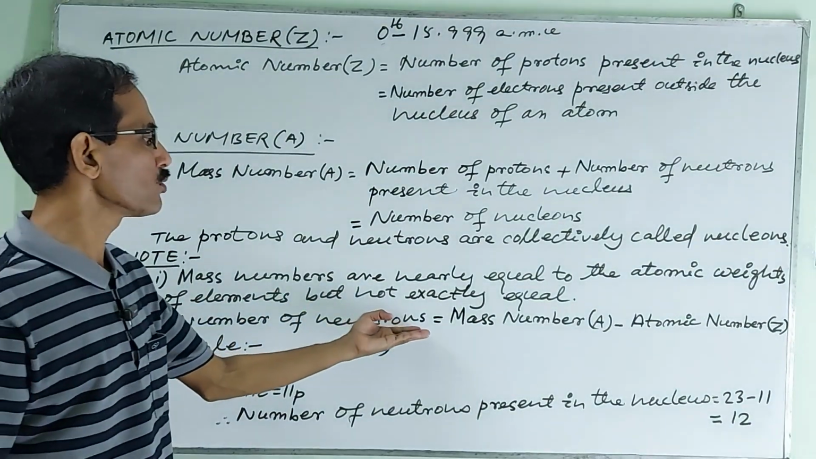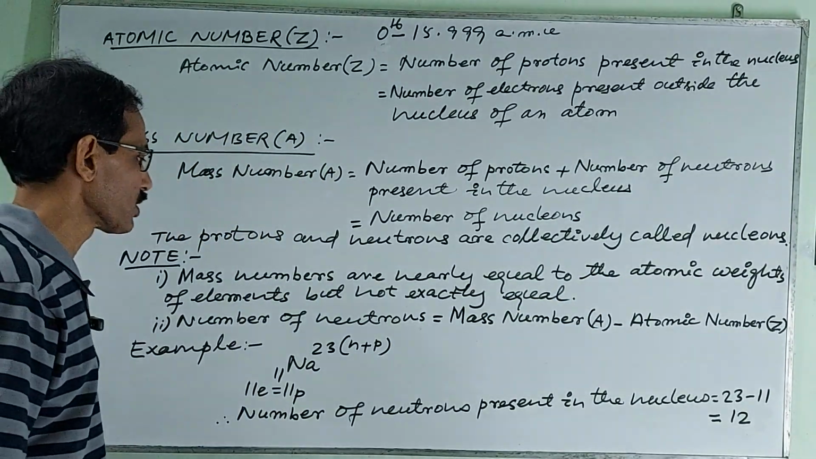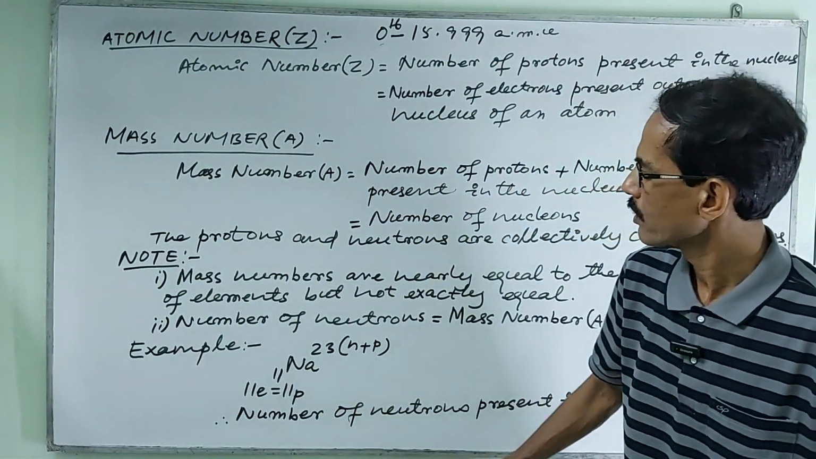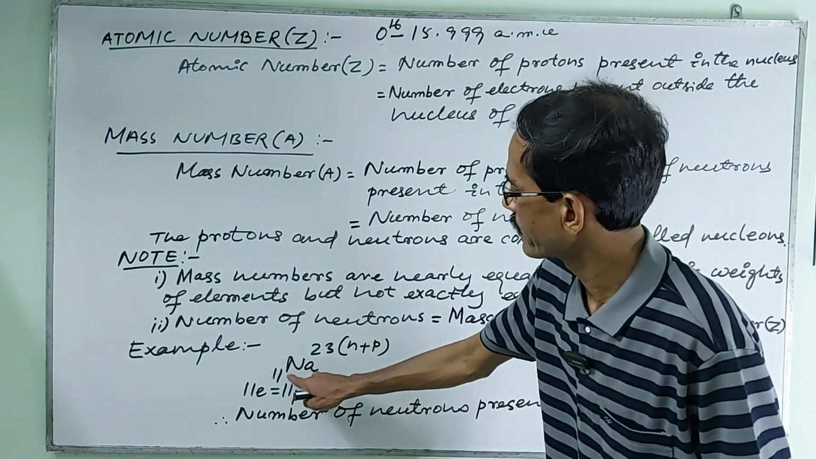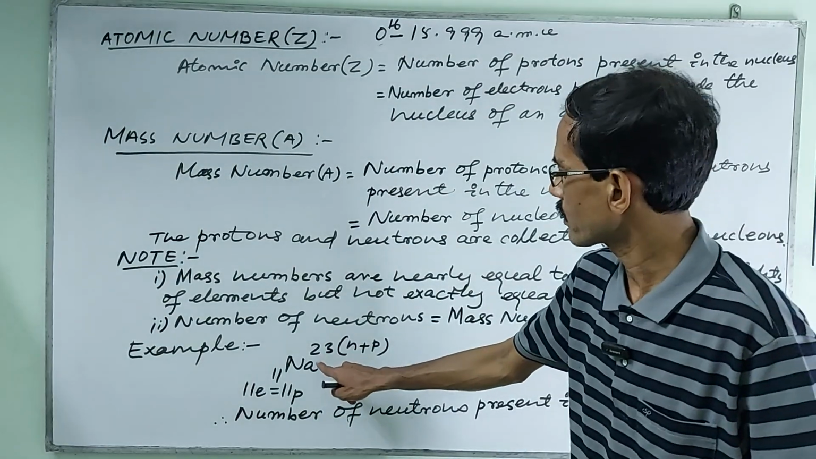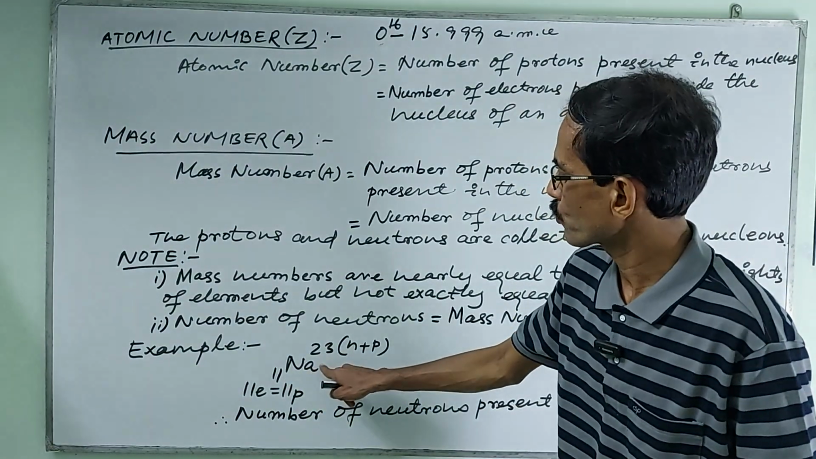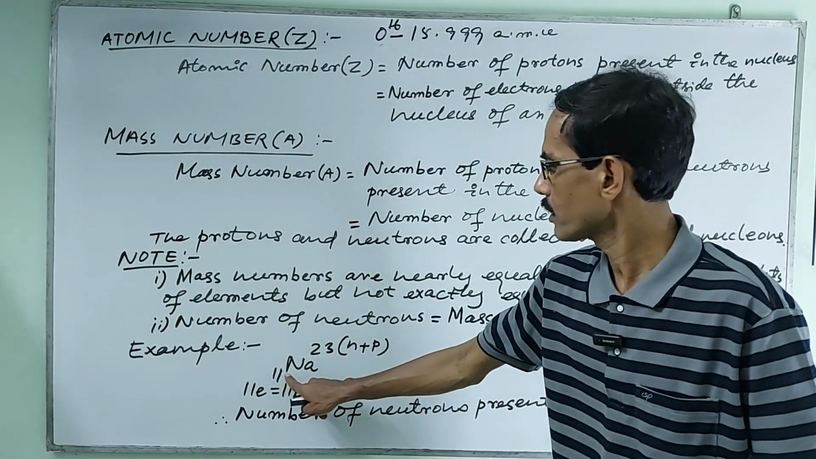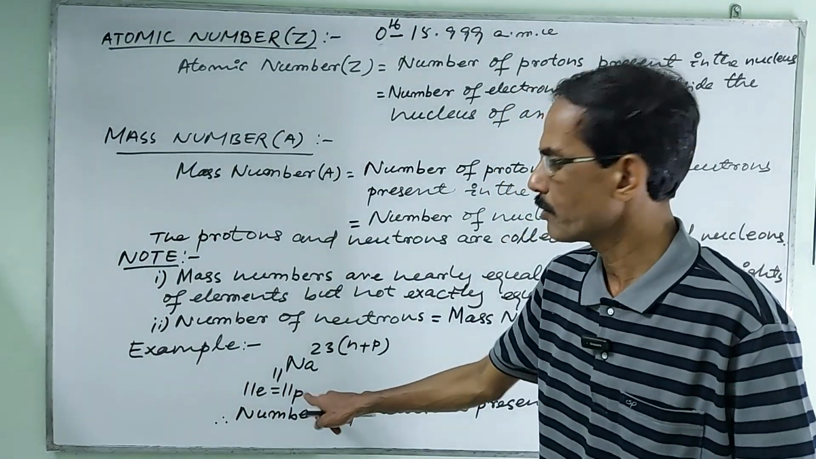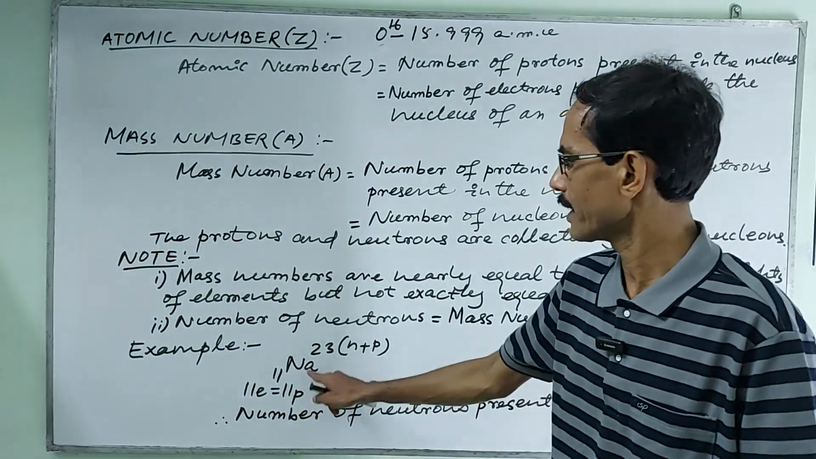Next, how do you calculate the number of neutrons? Mass number A minus atomic number Z. Here is an example. This is sodium, whose atomic number is 11. Atomic number is always written at the left lower corner, and mass number at the right top corner. Here the sodium atom has atomic number 11, which means 11 electrons and 11 protons are present in the atom.